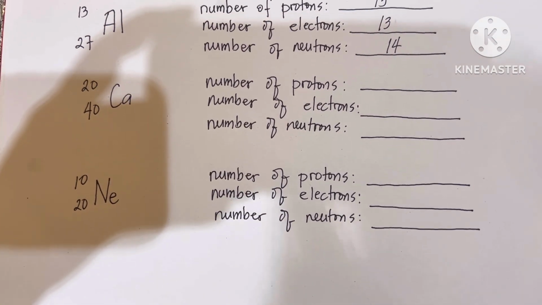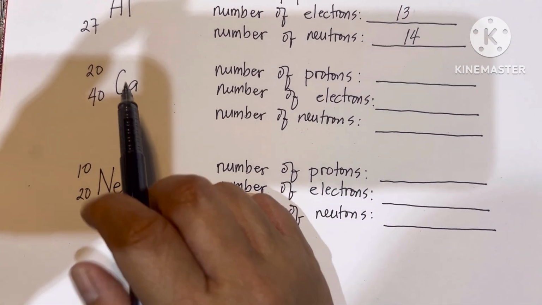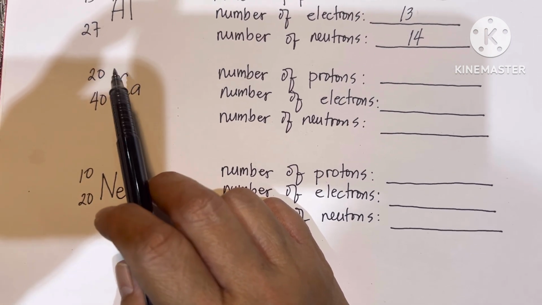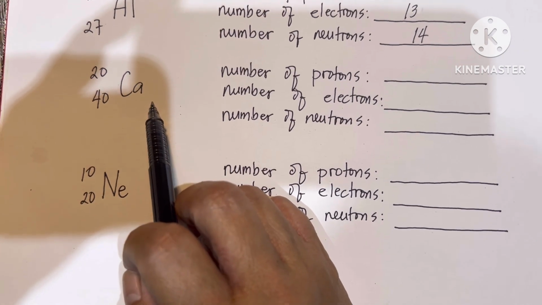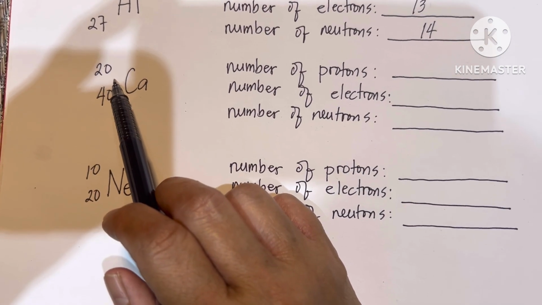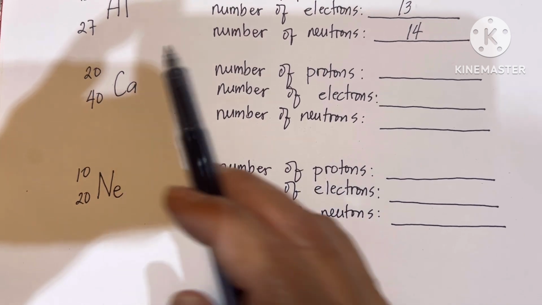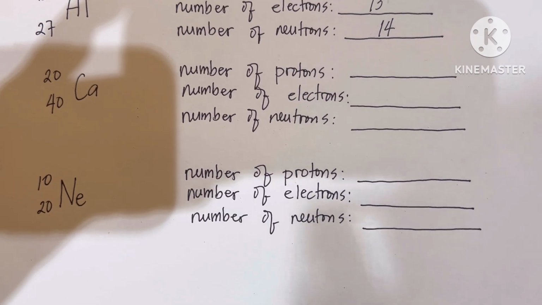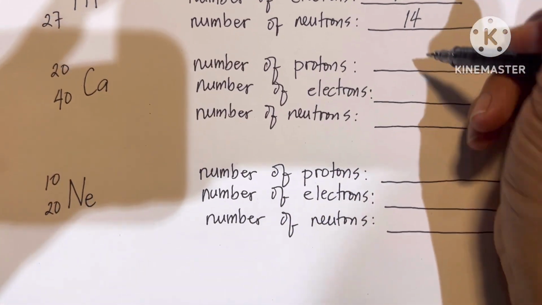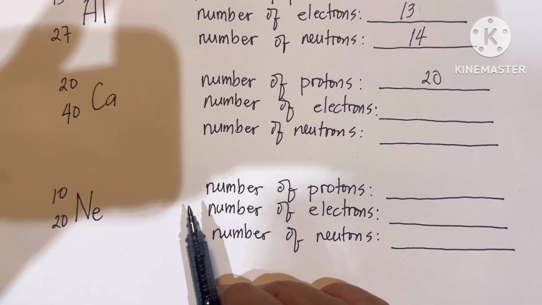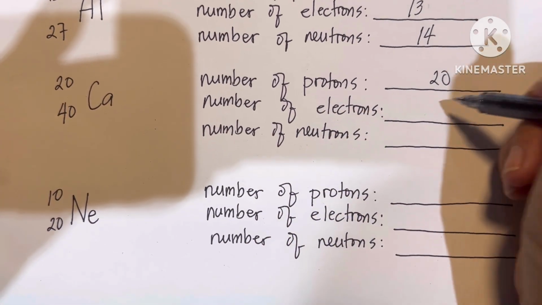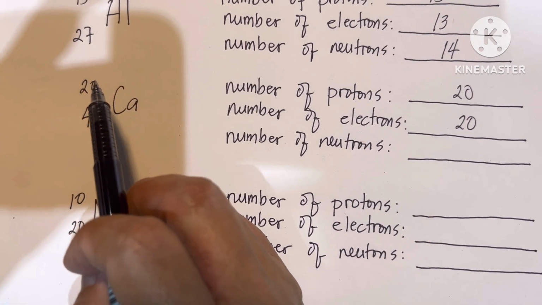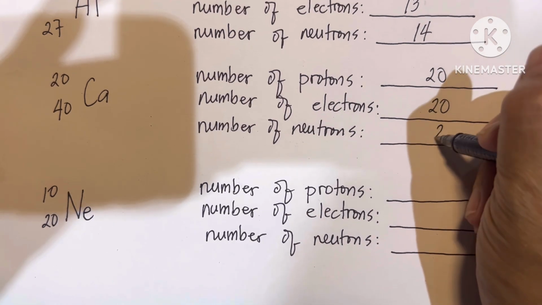Okay, this time let us have calcium. So for calcium, we have a chemical symbol of capital C and small a. So capital C, small a is the chemical symbol for calcium. Atomic number is 20. Atomic mass is 40. Therefore, how many protons are there for calcium? We have atomic number 20, so we will write 20. All right? And number of electrons is also 20. And then number of neutrons, subtract 40 and 20. 40 minus 20, that will give you 20.